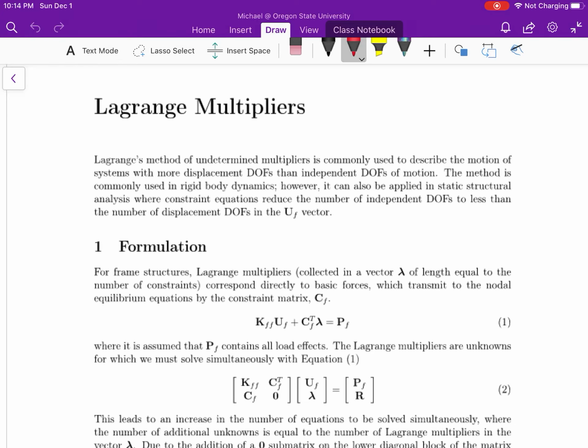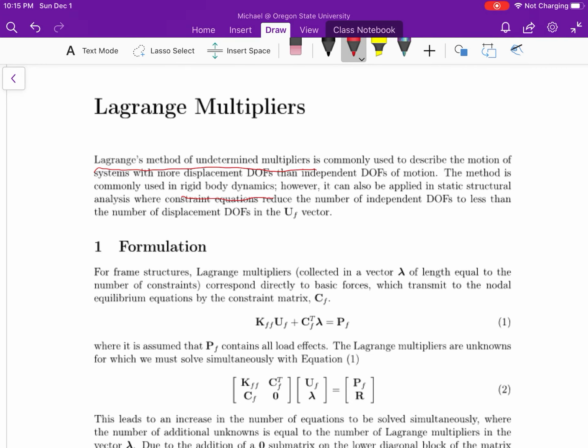Okay, so in this video I want to talk about the Lagrange multipliers method of handling constraints. Lagrange's method of so-called undetermined multipliers is commonly used for systems where there are more displacement degrees of freedom than there are independent degrees of freedom of motion. It's commonly used in rigid body dynamics, but it can also be applied to static structural analysis where we have constraint equations that reduce our number of independent degrees of freedom.